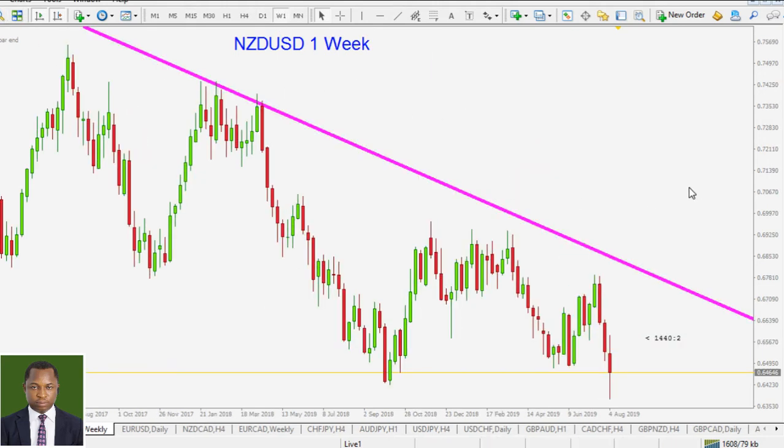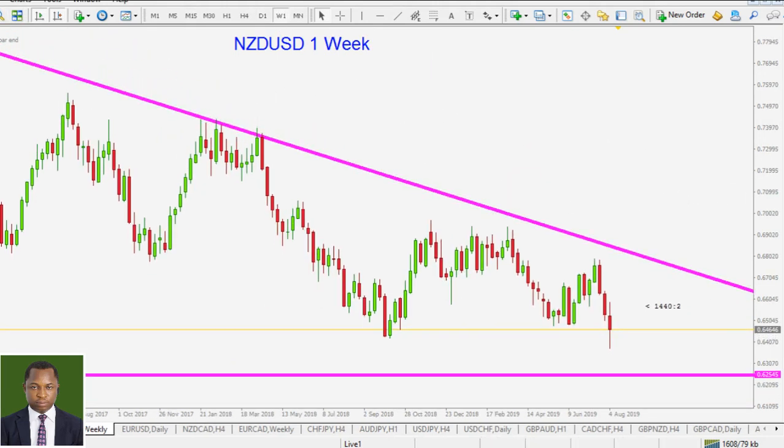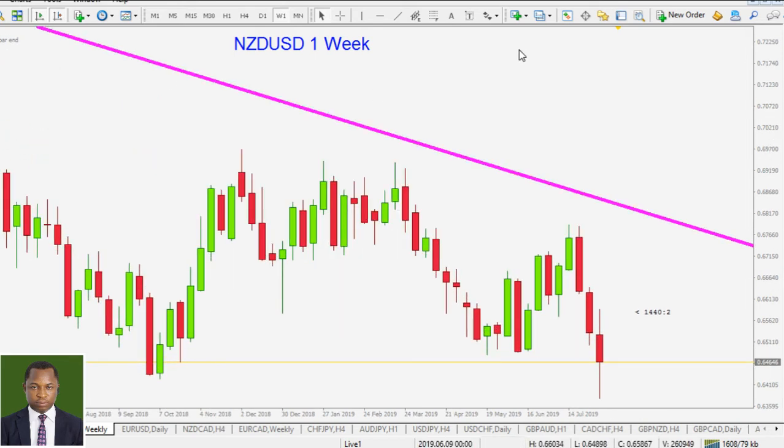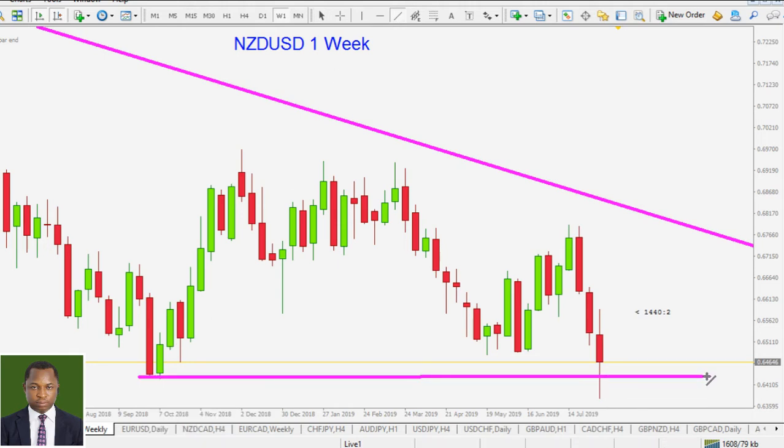Look into the weekly time frame. In the weekly time frame, you will notice how price is actually trading around that level of support. Okay, let me try to zoom that in. Okay, let's keep the weekly level of support here.